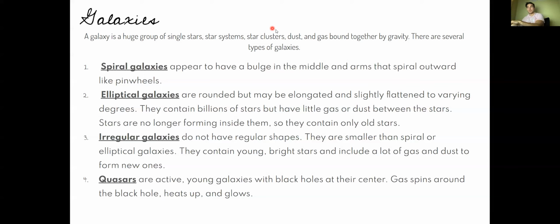And then the last one is a quasar. Quasars are like brand new young galaxies. They're usually fairly big and have a black hole at the middle of them. Most large young galaxies all have black holes at the middle. Oftentimes, the material around a black hole will actually light up in a quasar, which is sort of cool.